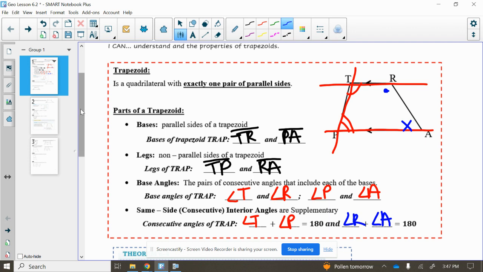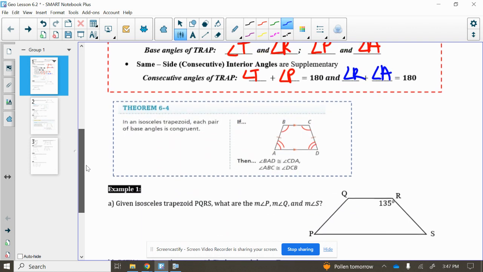Now, another important theorem involves a special type of trapezoid, and that's an isosceles trapezoid. And what happens is that isosceles trapezoids occur when your legs are congruent. So BA, the first leg, is congruent to CD, the other leg. That's showing that that's an isosceles trapezoid.